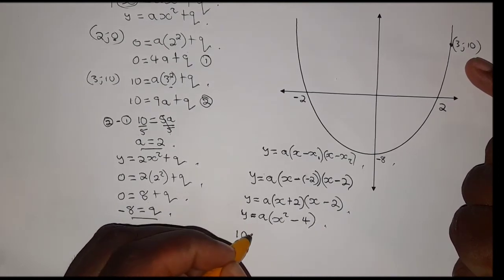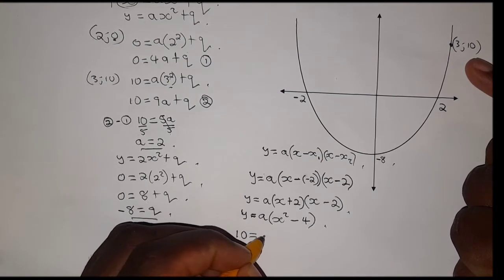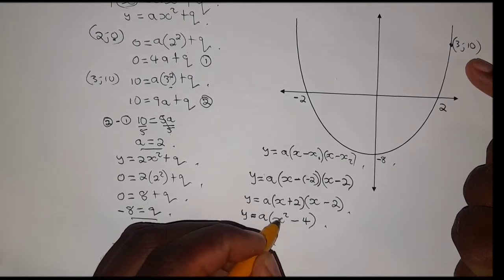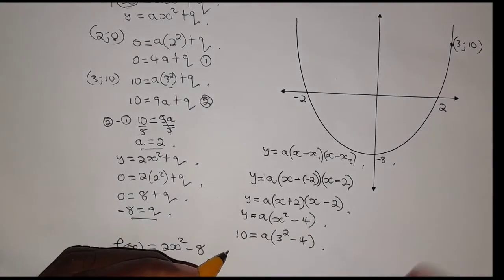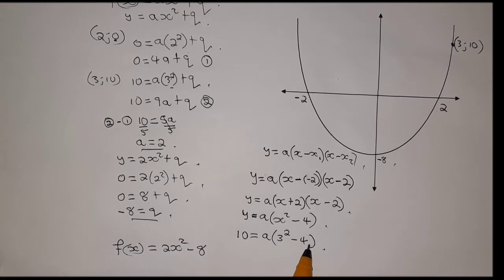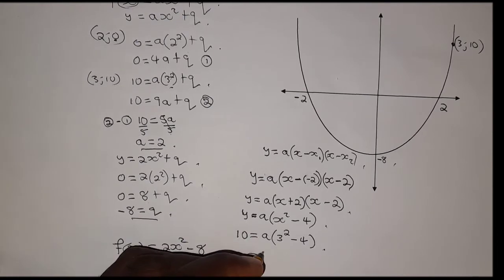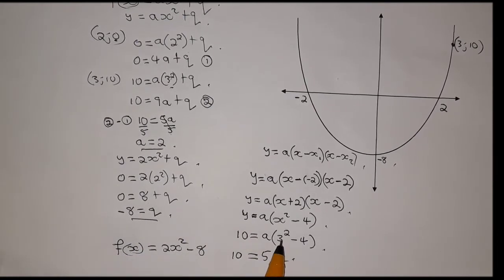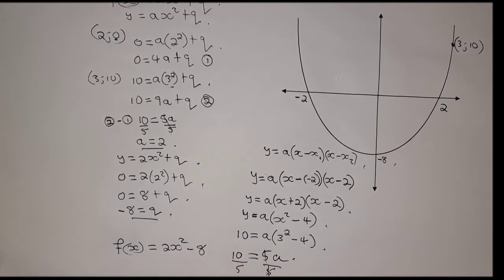So we write our 10 in place of y, and in place of x we write our 3, so it's 3 squared minus 4. 3 squared is equal to 9, so it's 9 minus 4, we get 5. So we are going to have 10 on the left, and on the right side we have 5a. Then you divide both sides by 5. Your a would be equal to 2.